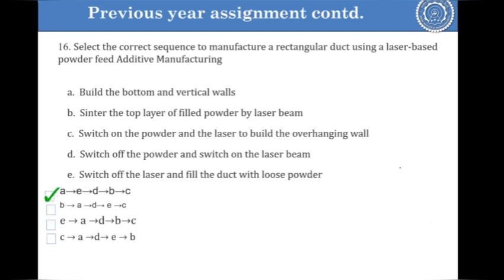Select the correct sequence. First build the bottom and vertical walls. Switch off the laser, fill the duct with the loose powder. This is in context of manufacturing a rectangular duct using laser-based powder. Then switch off the powder, switch on the laser, then sinter the top layer of filled powder by laser beam. Lastly, switch off the powder and the laser to build the overhanging wall.